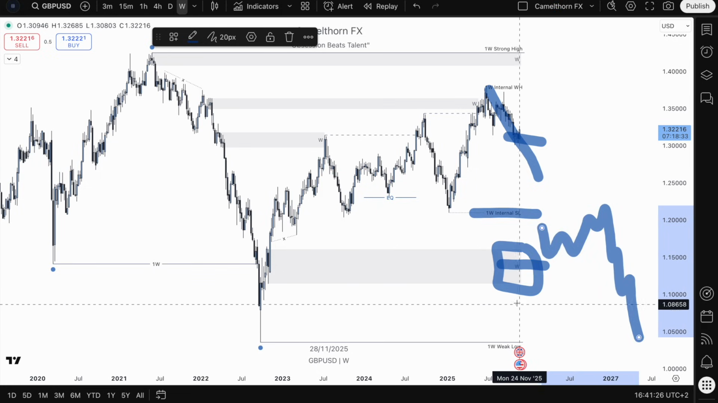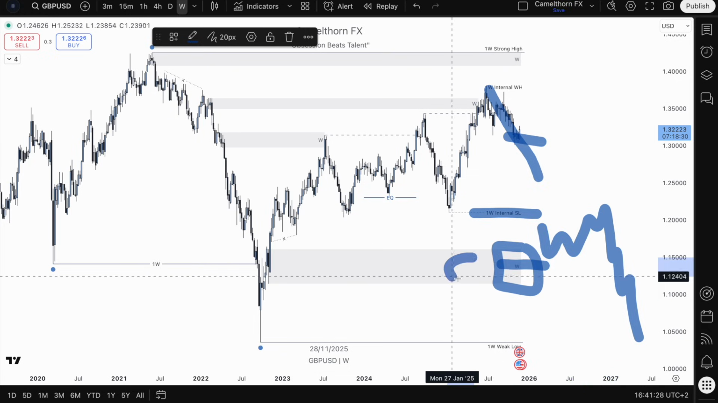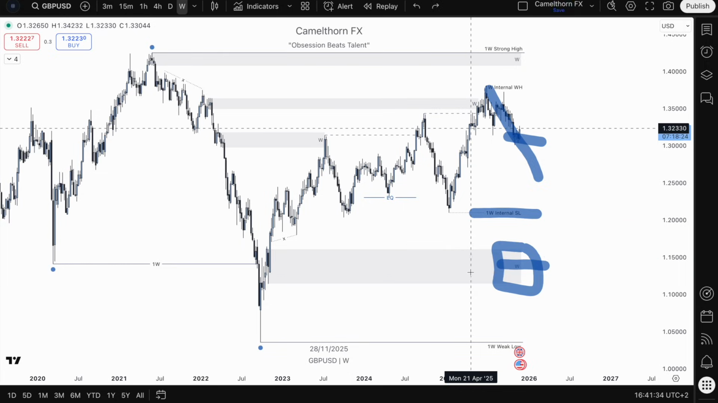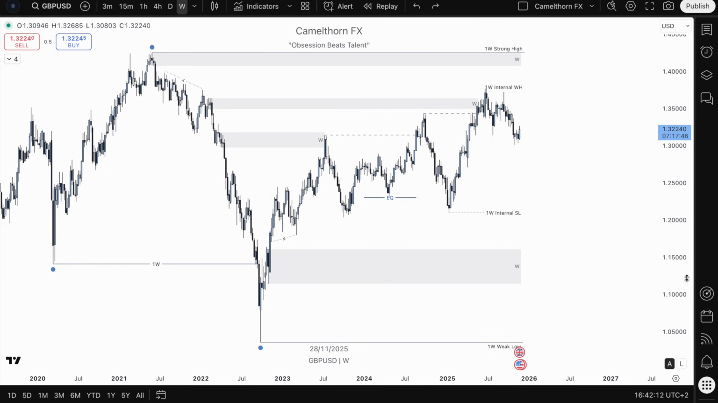And this is because at this point in time, this weekly demand zone is regarded as a previously unmitigated POI. Now, I do want to stress that as much as this video serves as my market forecast for the month of December 2025, this particular weekly analysis will still be relevant going into the new year, for the month of January 2026, for the month of February 2026, and potentially even for the month of March.